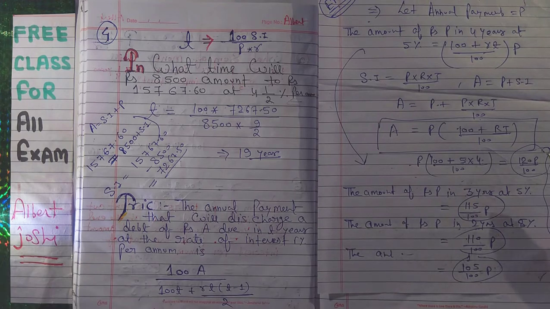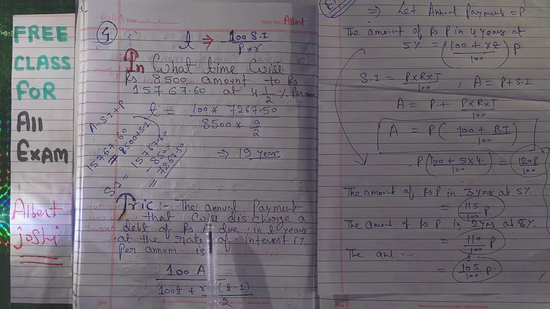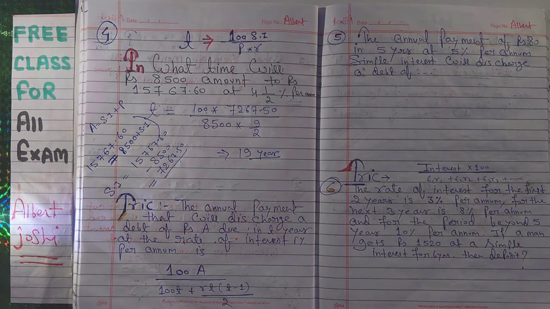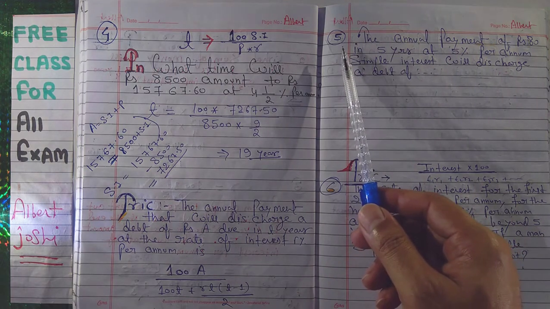So, not to do such a huge calculation, we have given you one trick. The trick is: the annual payment that will discharge a debt of rupees A due in T years at the rate of interest R% per annum is this. So that is your EMI. Whenever you have such a question and you have to calculate the EMI, you have to use this formula. We will explain it with the help of this example.